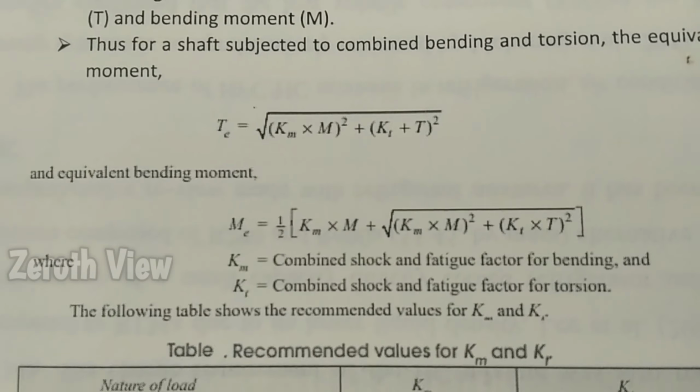And for a rotating shaft, there are three categories. One is gradually applied or steady load, where Km is 1.5 and KT is 1. Then suddenly applied load with minor shocks, where the Km value should be 1.5 to 2 and KT should be 1.5 to 2. And suddenly applied load with heavy shocks, then Km lies between 2 to 3 and KT lies between 1.5 to 3.